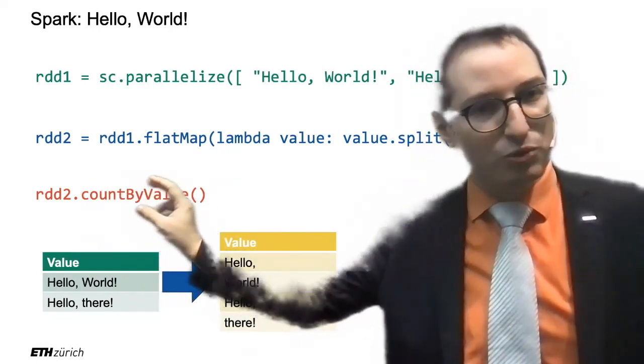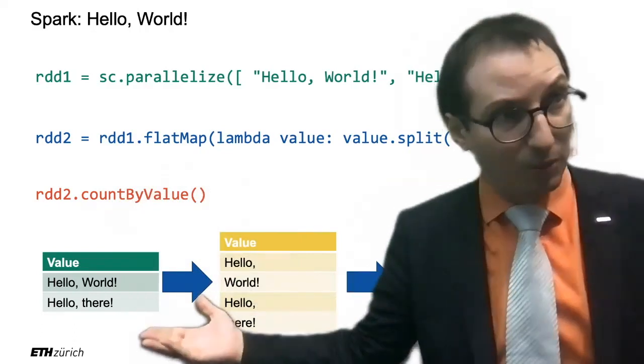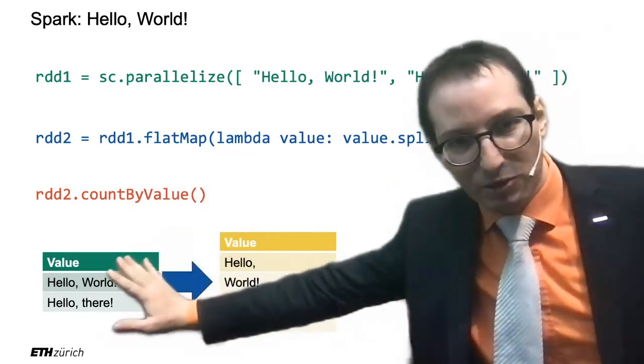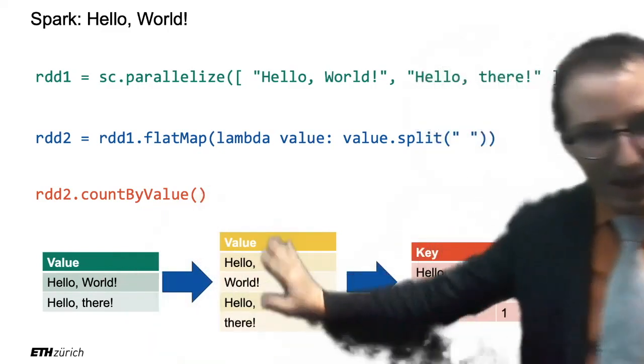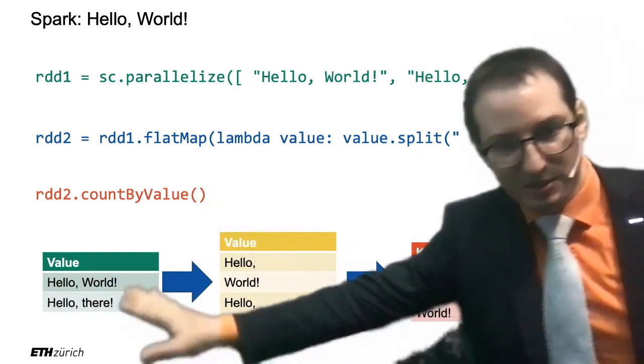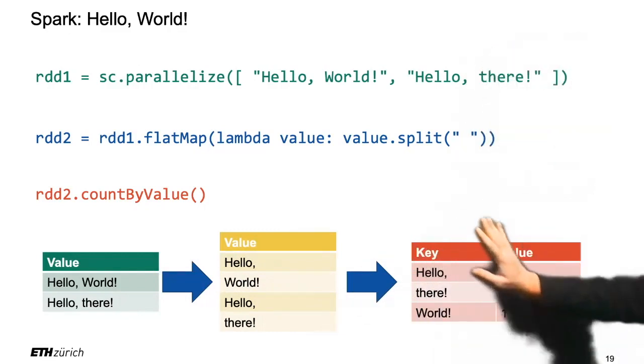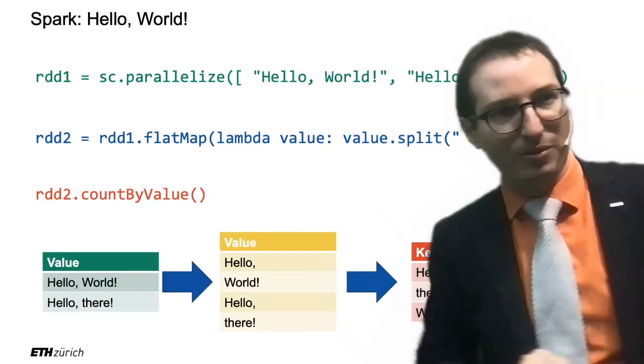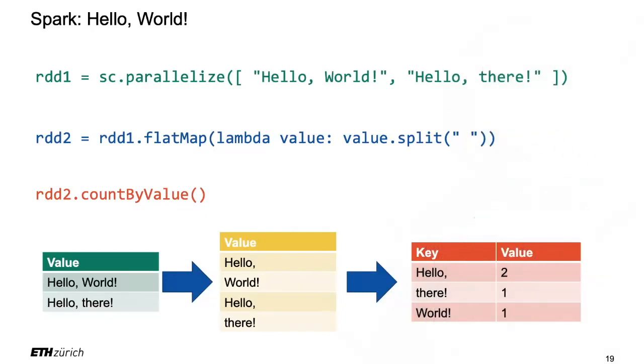And this you should do if you know that the number of keys is reasonable, that it fits in a local Python dict, right? So RDD created when you press return here. RDD created when you press return here. This is distributed over the cluster. And this is a local Python dict that you download from the cluster. Okay, who is following? Okay.